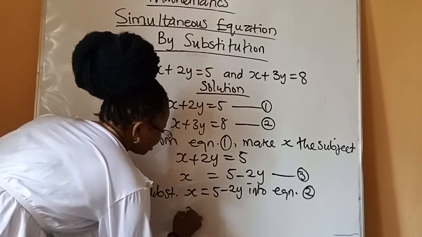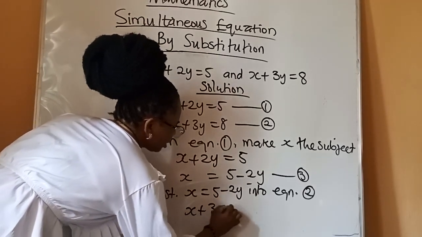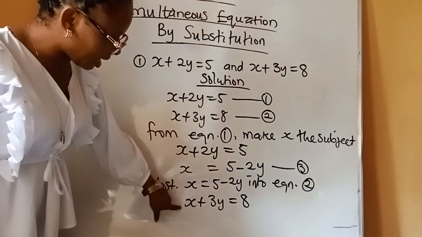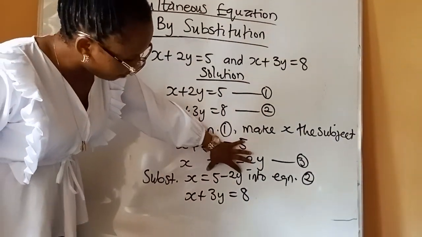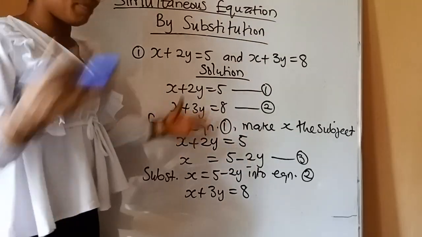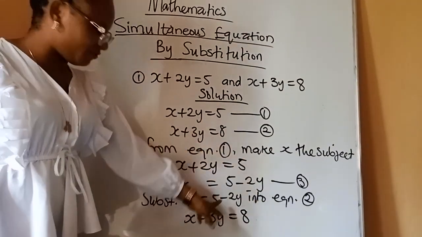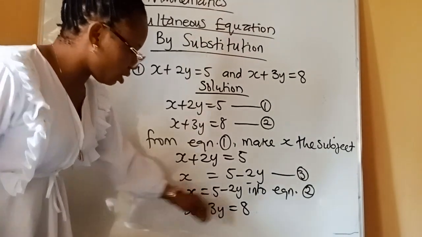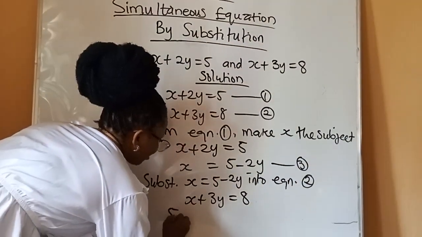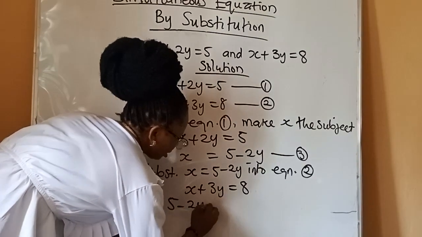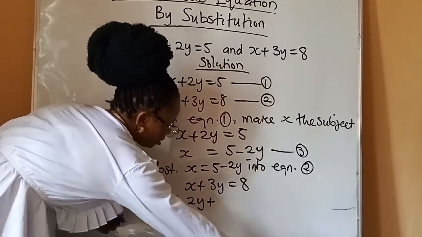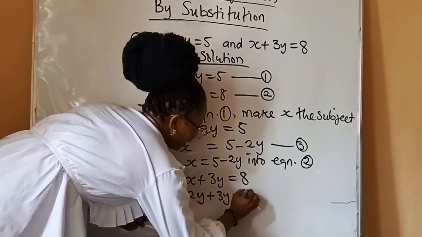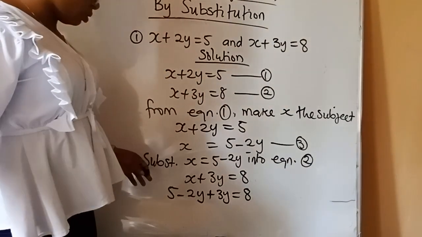From here, equation 2 is x plus 3y equals 8. Substitution means wherever I see x, it should become 5 minus 2y. That is replacing x with the value it is at this point. So since x is here alone, here becomes 5 minus 2y plus, we continue with the rest of the terms in the equation, 3y equals 8.